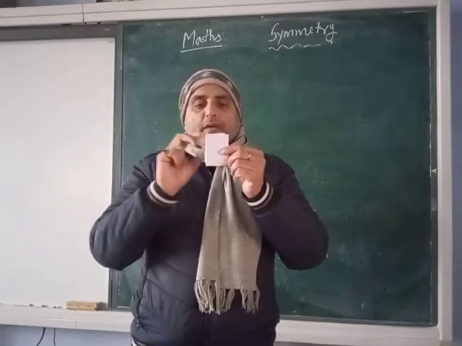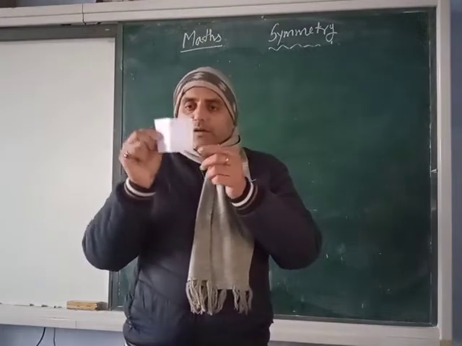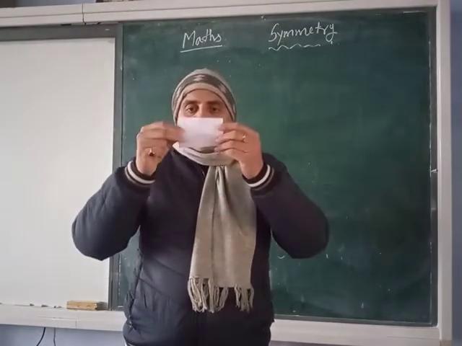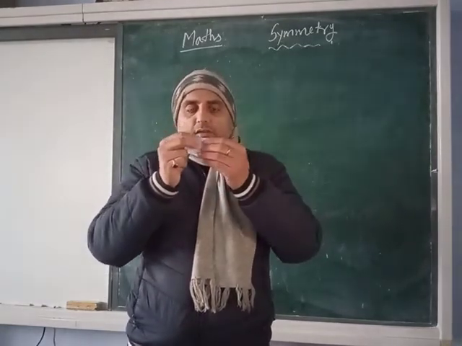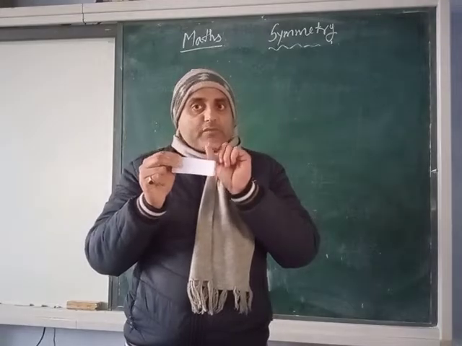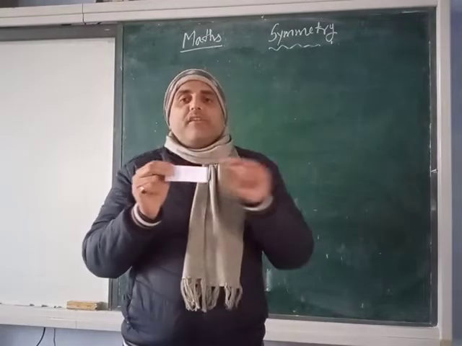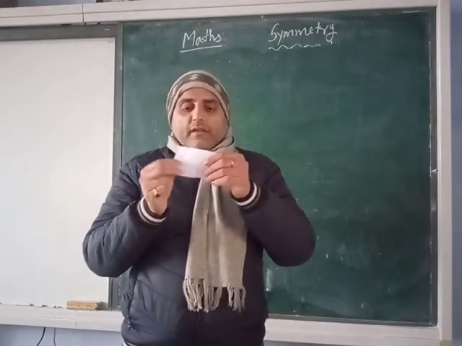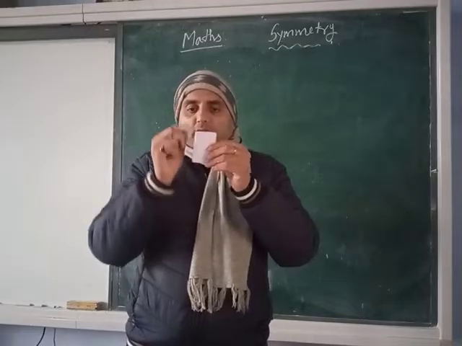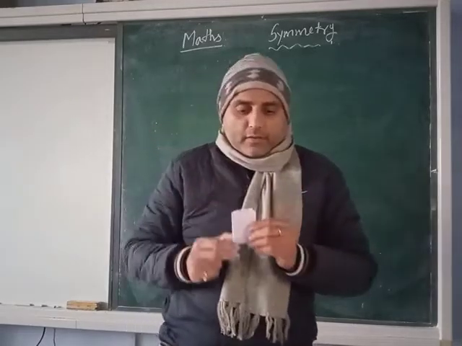Is it clear? Once again, see, a rectangle is given. When we fold like this, it is also known as a line of symmetry. But which type? That is known as a horizontal line of symmetry. And when we fold like this, then it is known as a vertical line of symmetry. Okay?